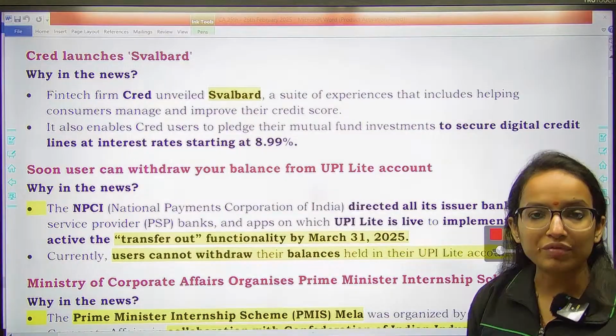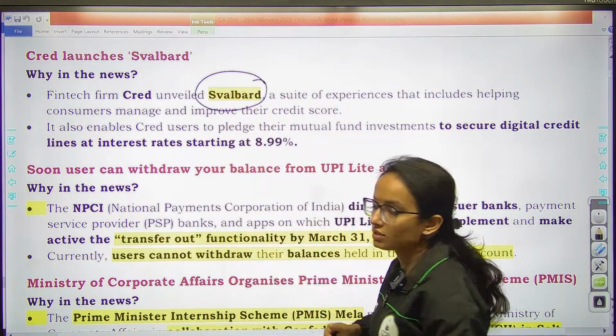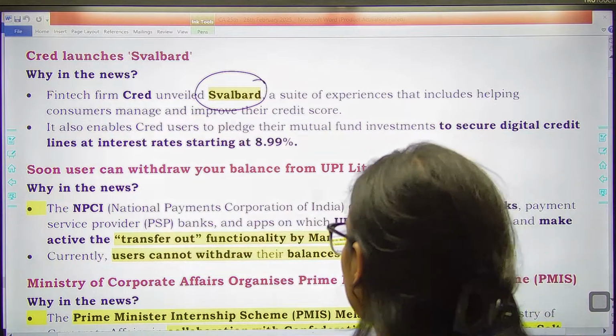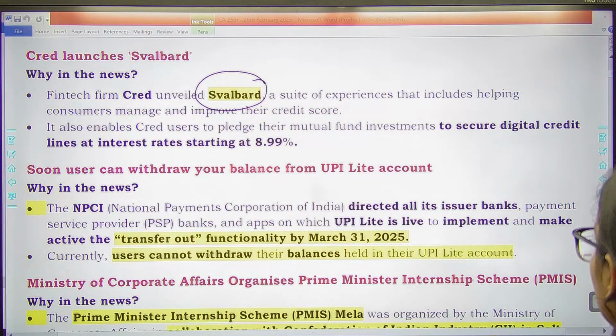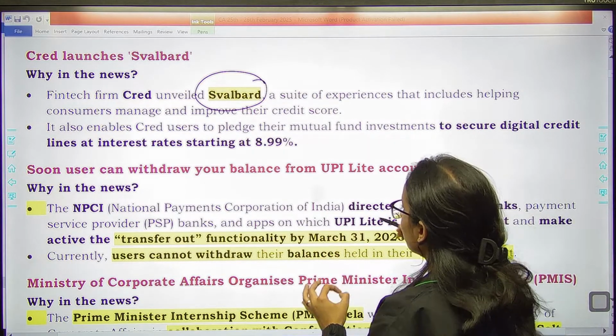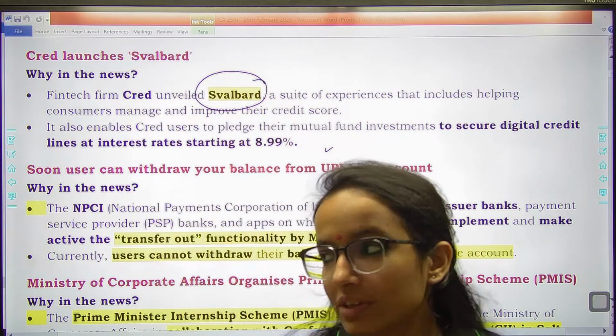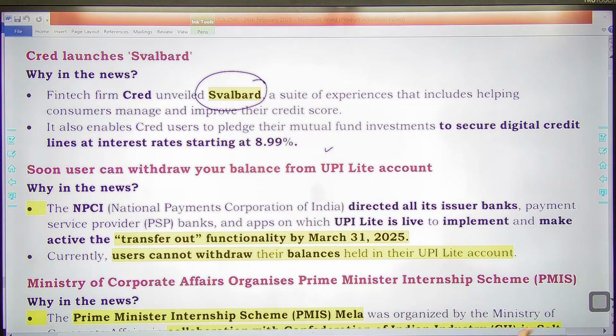Next, you have the fintech firm CRED. CRED has unveiled Svalbard. What is this Svalbard? Svalbard is basically a kind of tool which can help customers improve their credit score management, etc. So CRED has introduced this tool Svalbard.